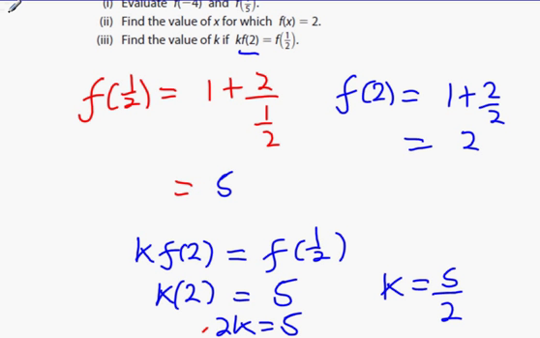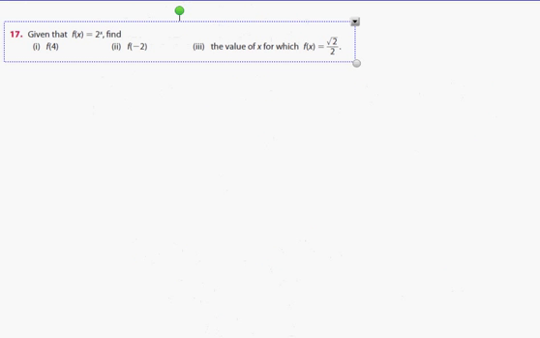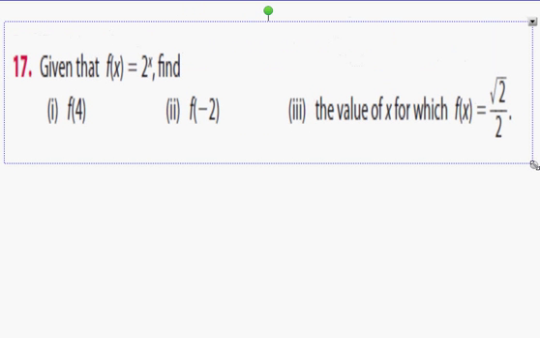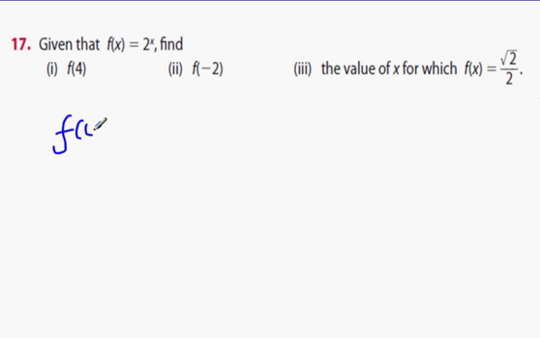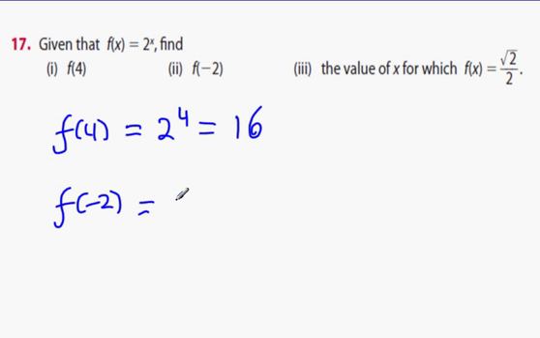Last one is number 17, is it? Okay guys, 17. Given that f of x is 2 to the power of x, find f of 4. Anybody? f of 4 is what? 2 to the power 4, and 2 to the power 4 will give me 16. f of minus 2, anybody? Which is a quarter when you put it into your calculator. Quarter.